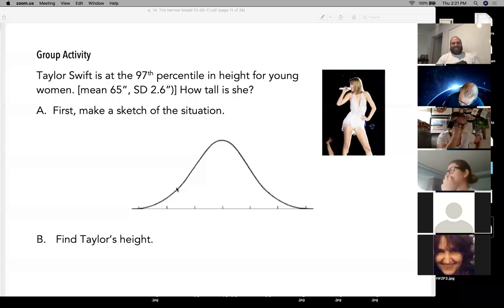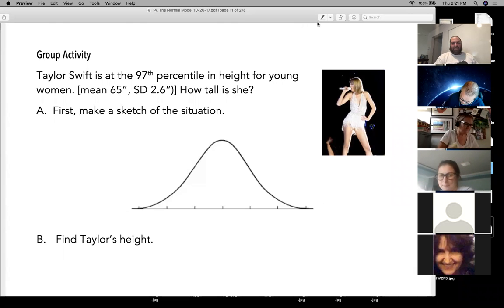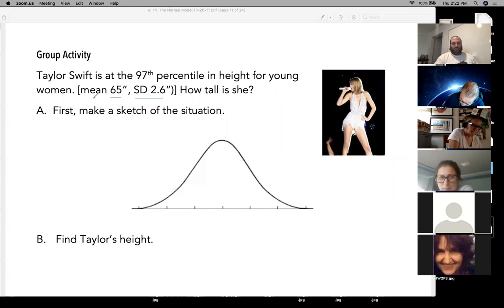Taylor Swift is at the 97th percentile in height for young women. The mean is 65 inches, and the standard deviation is 2.6 inches. All three of those are pretty important pieces of information. Let's first make a sketch of the normal distribution. What number goes right in the center? 65, the mean.